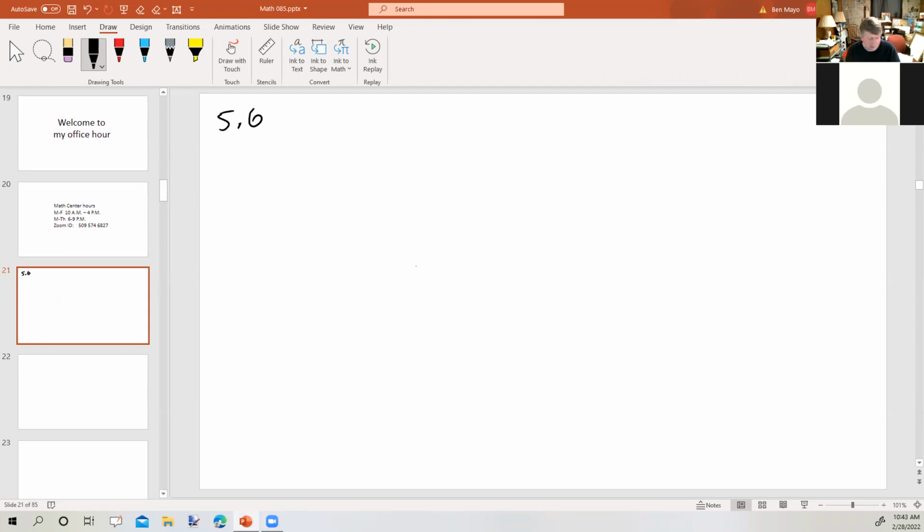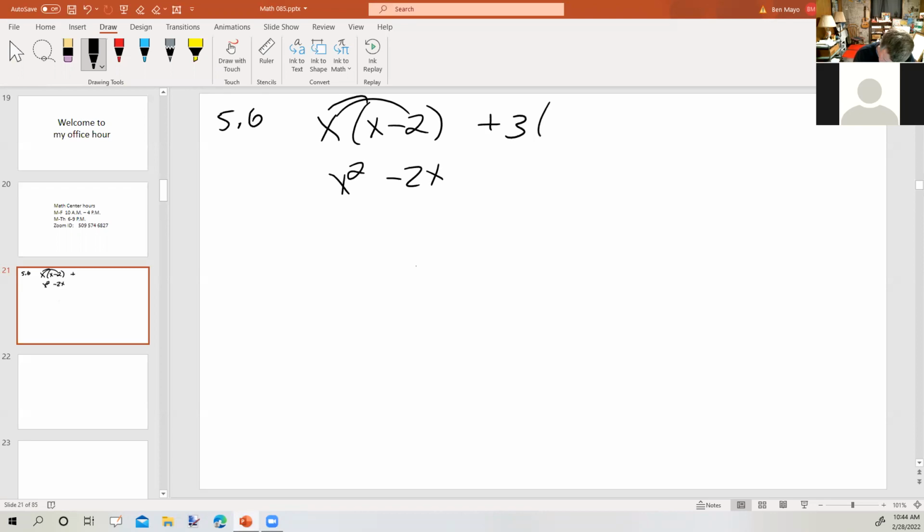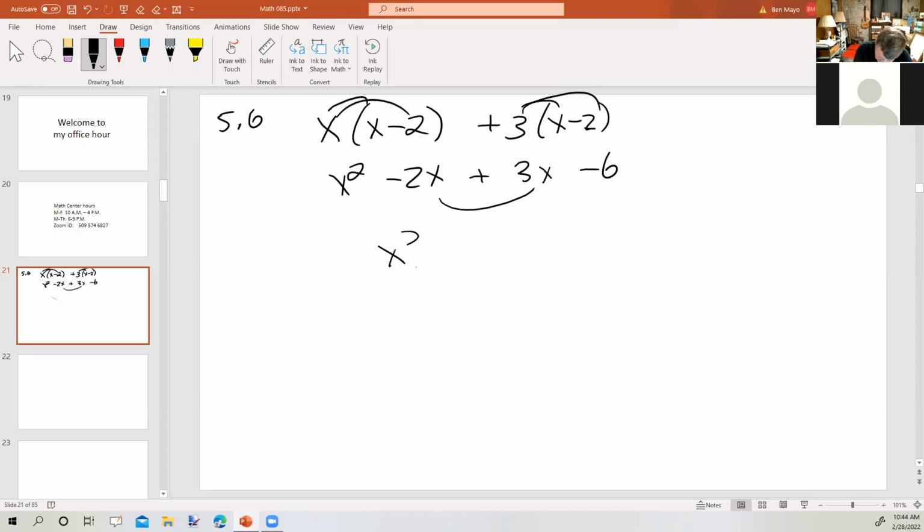All right, so we've looked at polynomials. We've looked at adding and subtracting polynomials. So what's next? Multiplying polynomials. Let's say we have x times the quantity x minus 2. Well, distributing, we get x squared minus 2x. Let's say that in addition to that, we also had plus 3 times x minus 2. So then we get plus 3x minus 6. And if we were to simplify the whole problem, combining like terms, we'd get that. Any questions as to how I got there?